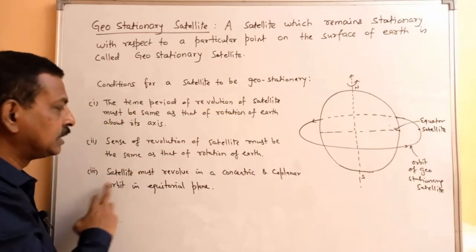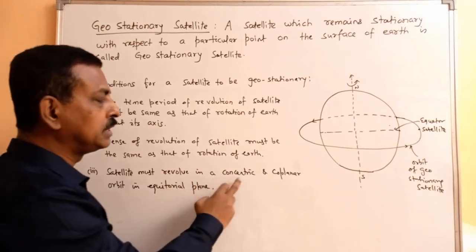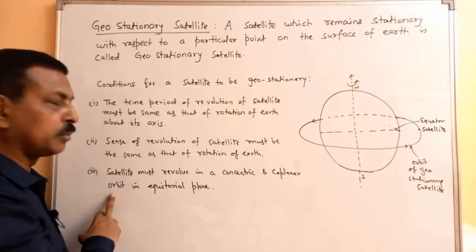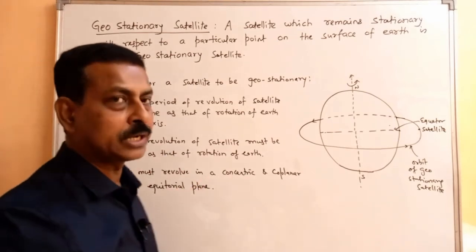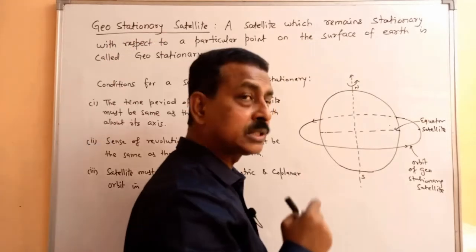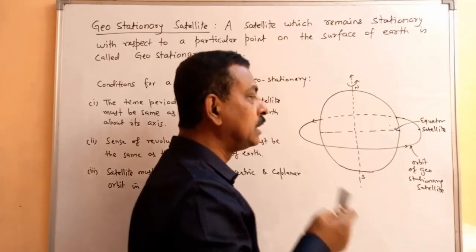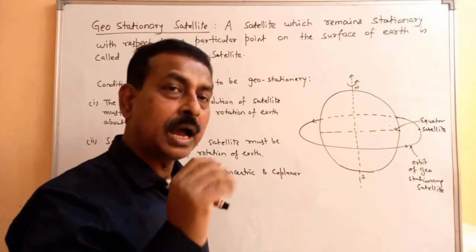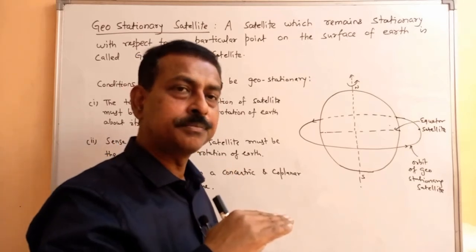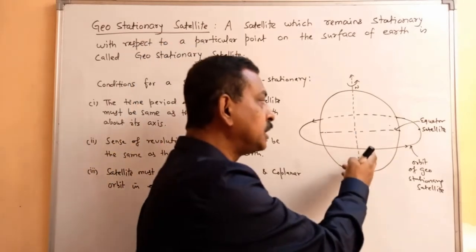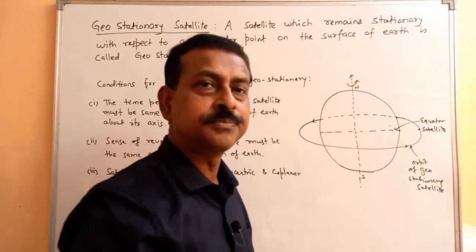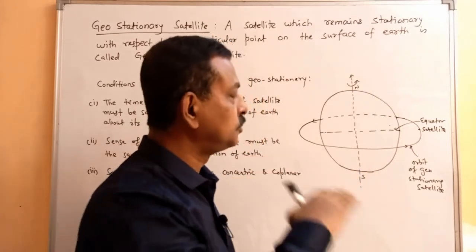Third condition is the satellite must revolve in a concentric and coplanar orbit in the equatorial plane of the Earth. So the particular satellite must orbit in a concentric and coplanar plane lying in the equatorial plane of the Earth. Then it will be geostationary.